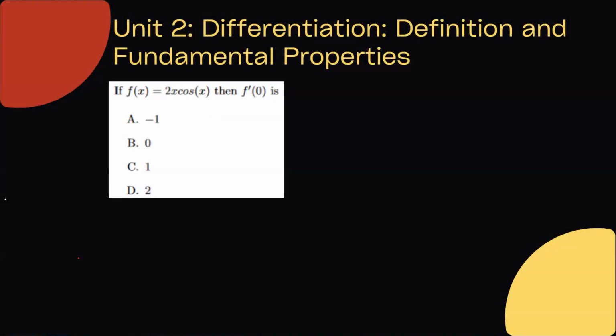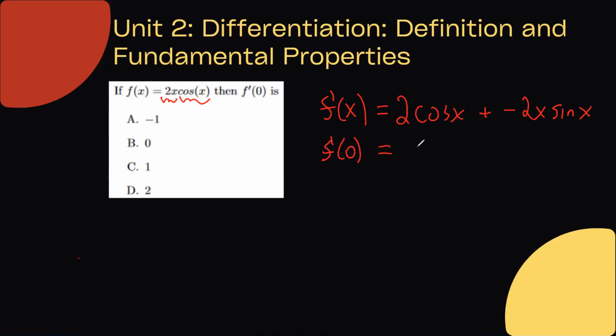If f of x equals 2x cosine x, then f prime of 0 is, here another product rule, but we have to plug in 0. So let's first take the derivative. We'll take 2x to be the first function and cosine to be the second. So derivative of the first times the second plus the first times the derivative of the second, which would be negative sine. I'm going to put the negative there. So f prime of 0, cosine of 0 is 1. Sine of 0 is 0. Also, the x plugging in 0 gives you 0. So you would have 2, choice D.